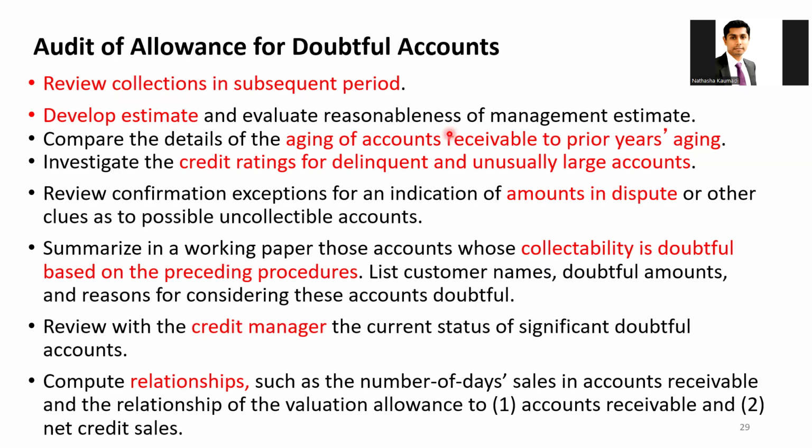And summarize in a working paper those accounts whose collectability is doubtful based on the preceding procedures. Sometimes there's a high tendency that one of your debtors will be bankrupt in the near future. So you understand that that amount will not be collectible. You will have to consider that fact when you are calculating allowance for doubtful debts. And then review with the credit manager the current status of significant doubtful accounts.